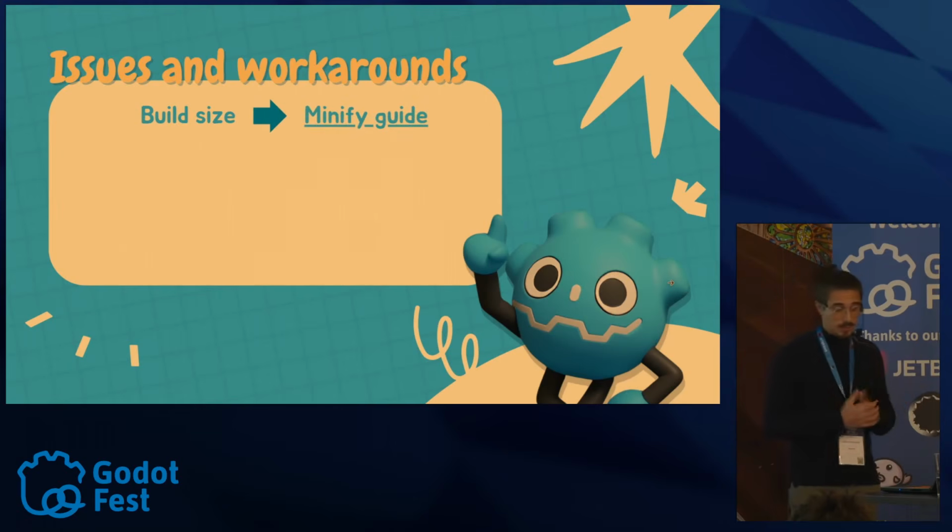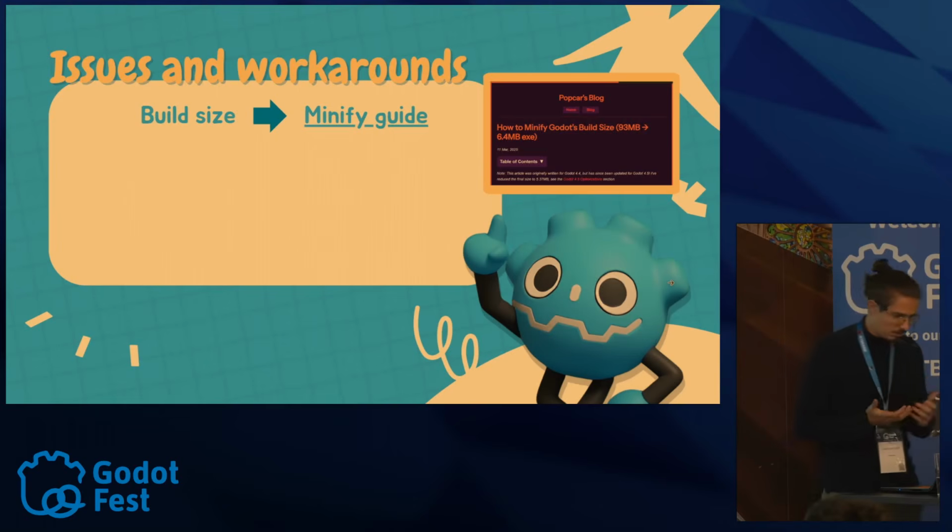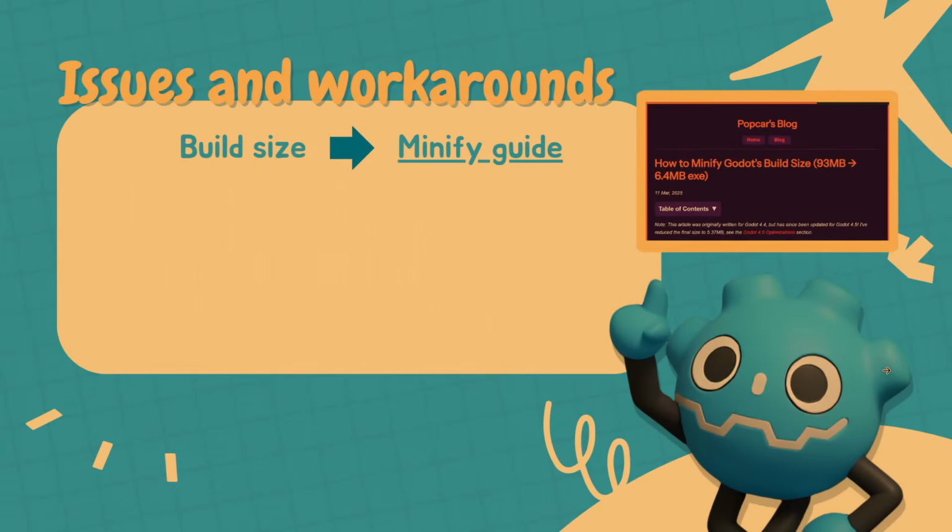The solution, at least at the moment, is this amazing guide that you can find on the internet, written by Bob Carr, I think the guy's called, on his blog. It's a really useful guide, actually not just for web builds, but for Godot builds in general, that explains how to reduce the build size of a project. So basically you have to create a custom template and strip down parts of the engine that are not used.